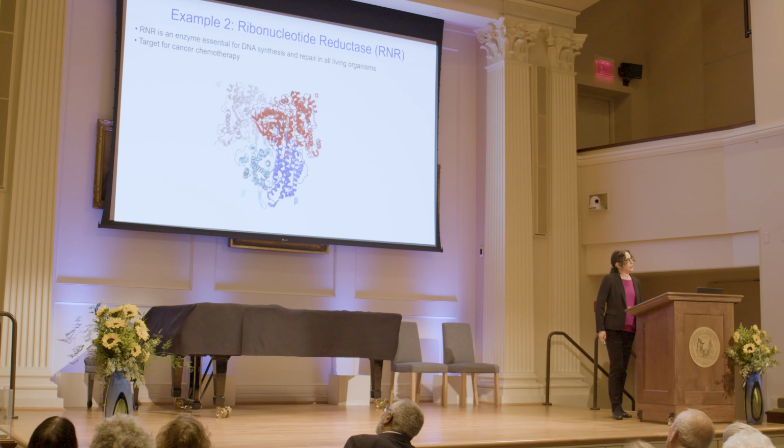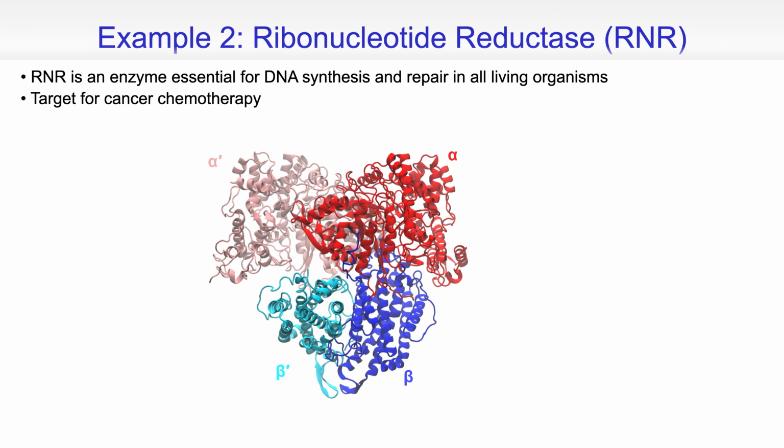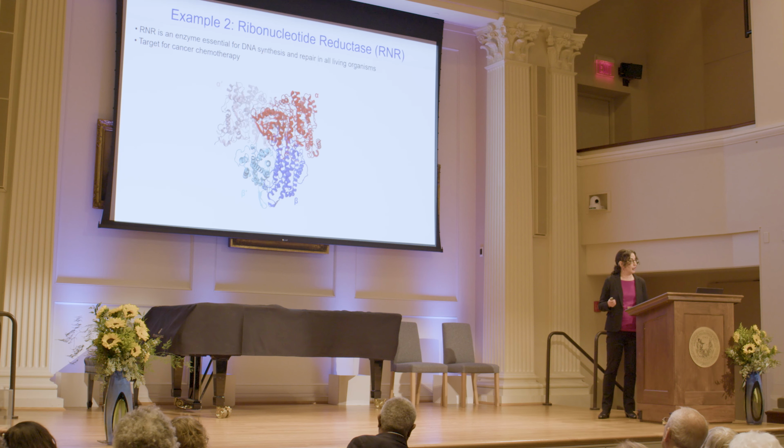So the second example is an enzyme called ribonucleotide reductase, often called RNR. This is an enzyme that's essential to DNA synthesis and repair in all living organisms. It turns out that it's a target for cancer chemotherapy. Inhibitors of this enzyme are currently being used in cancer treatments. So we want to understand how it works.